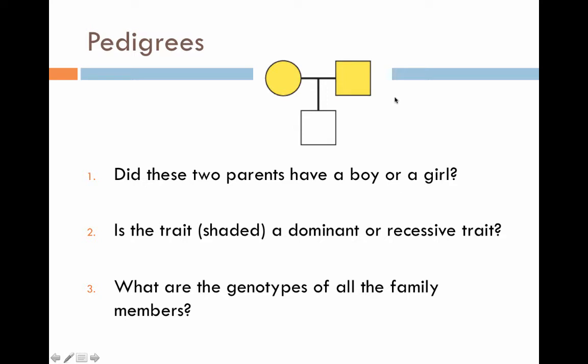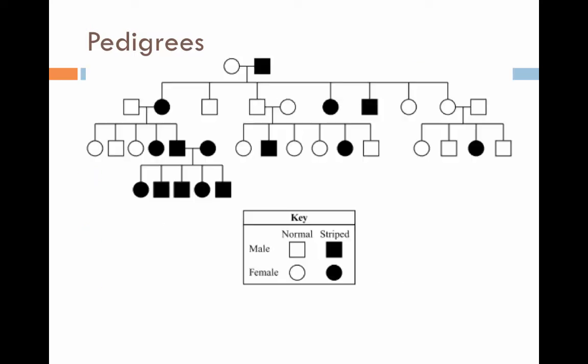Therefore, if it's a dominant trait, the parents could be big A, little a, this one could be big A, little a, and the kid could be little a because it does not have the dominant trait. I know these are really tricky, but don't worry, we'll practice these in class. Finally, here's your last example of a pedigree. You should be able to look at the pedigree and tell me if they're male or females and if they have the trait, and possibly if the trait is a dominant trait or a recessive trait.